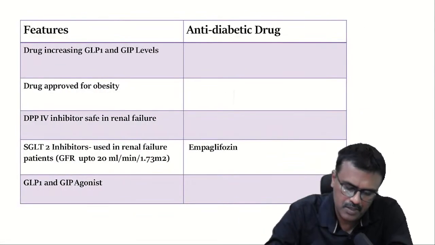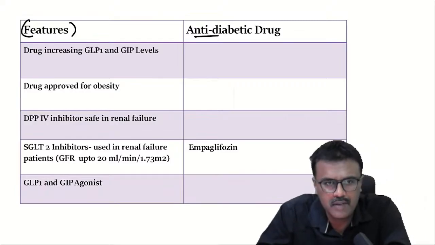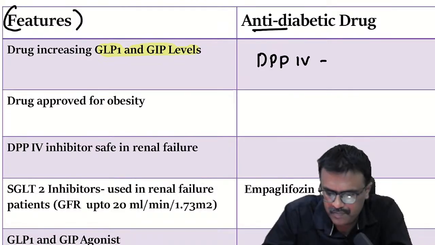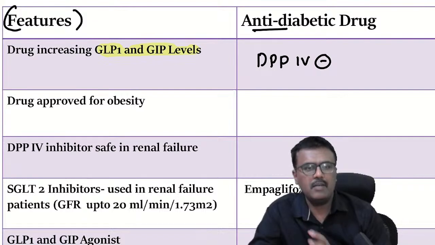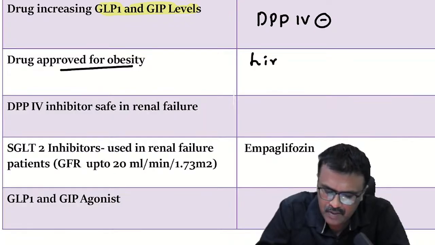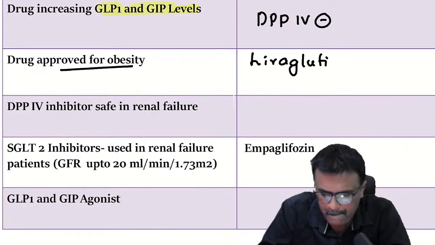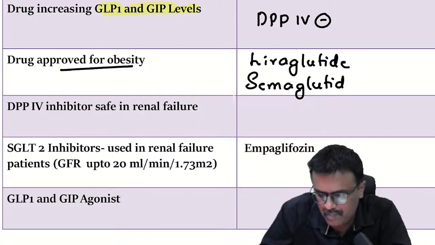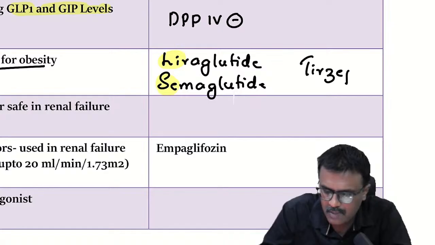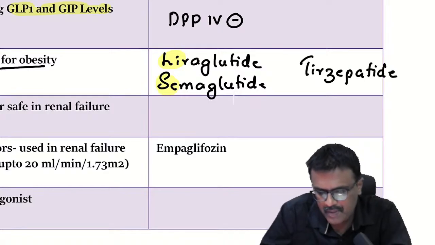Now coming on to the features and certain questions I asked about anti-diabetic drugs. Which diabetic drugs increase GLP-1 and GIP levels? They are DPP4 inhibitors. So if we inhibit DPP4, GLP-1 and GIP levels go up. What is the diabetic drug approved for obesity? Liraglutide and semaglutide. So if you want to become lean, liraglutide. If you want to become slim, semaglutide. But recently we have another drug called tirzepatide. So these are the drugs.